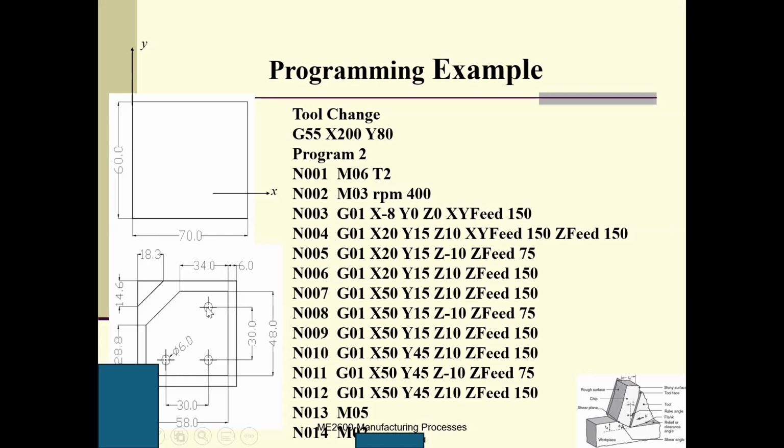Now we want to drill the 3 holes. So here, T0, my tool, X minus 8, Y0, Z0, feed 150. So it's still T01. Then I go to X20, Y50, Z100. I just directly go there.